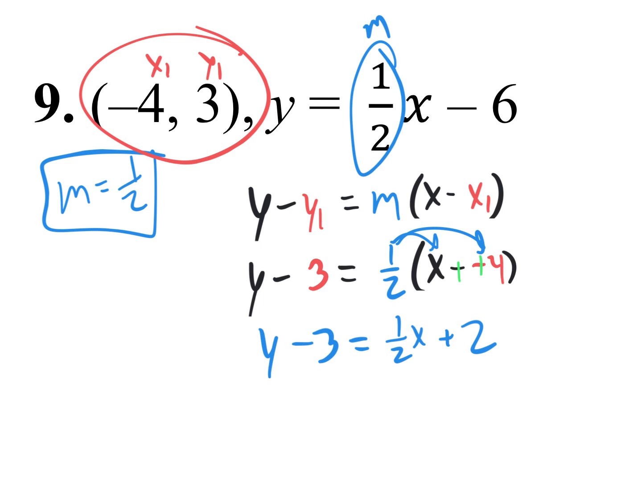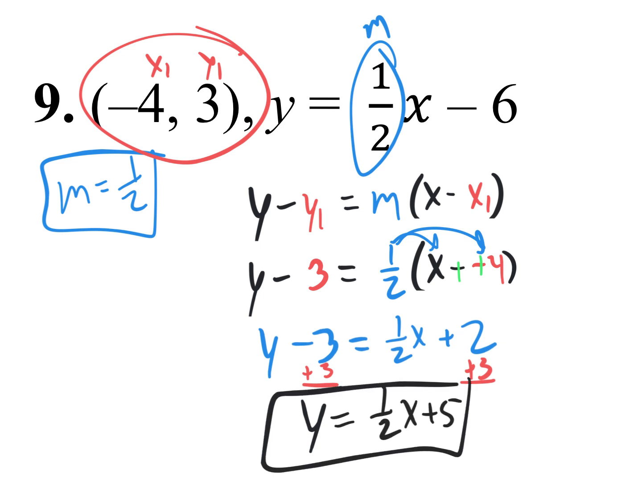And then you want to get y by itself. You add 3, add 3. Your slope-intercept form equation is y equals 1/2 x plus 5. That's your answer for number 9, okay?